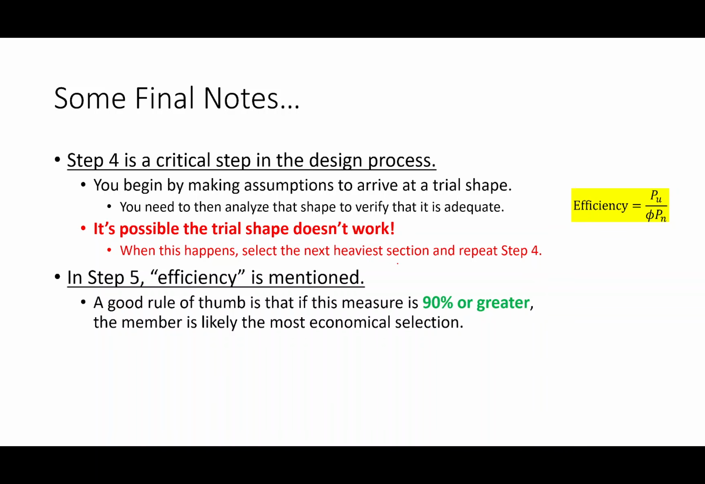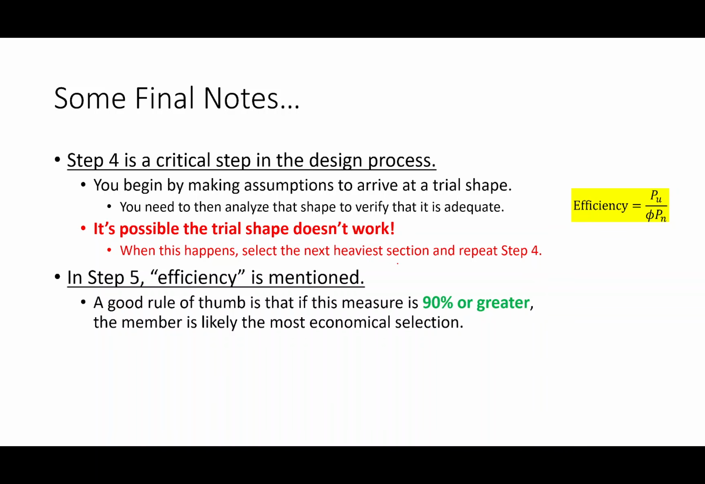All right, in step 5, I mentioned the term efficiency, okay? A good rule of thumb is that if efficiency is 90% or better, then you're good. So for example, let's say you're doing a homework problem and the efficiency is 91%. And it just so happens that if you were to check the next lightest member, you get an efficiency of 98%. I am not going to expect you to be clairvoyant in that regard, okay?